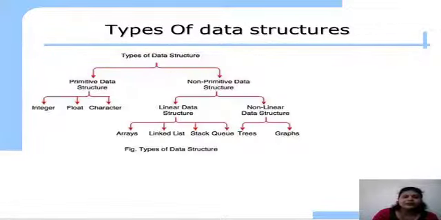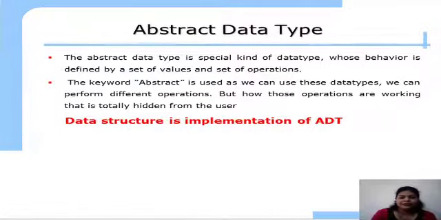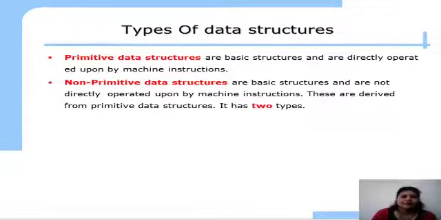So let us understand this classification. There are two types of data structure, primitive and non-primitive. Primitive data structures are the data structures that are directly operated on by machine instructions. The machine knows that data structure. Non-primitive data structures are ones the machine doesn't understand. These are derived from the primitive data structures.